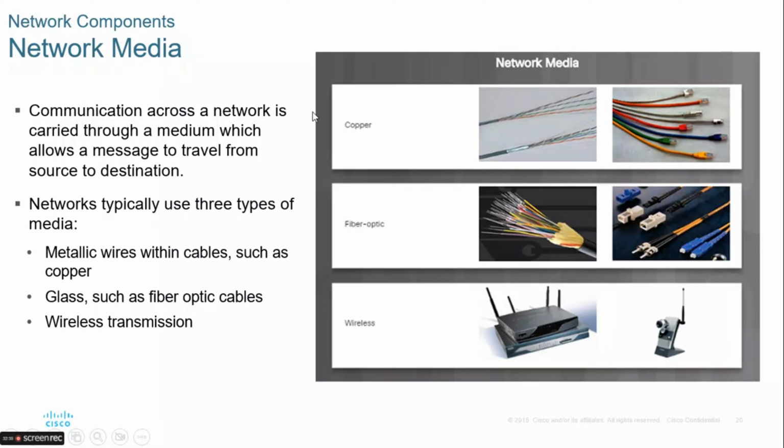Communication across the network is carried through the medium, which allows a message to travel from source to destination, or from one place to the other. Networks typically use three types of media. That's metallic wires within cables such as copper, glass ones for fiber, then wireless transmission.